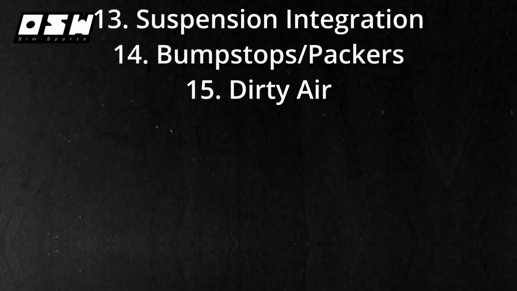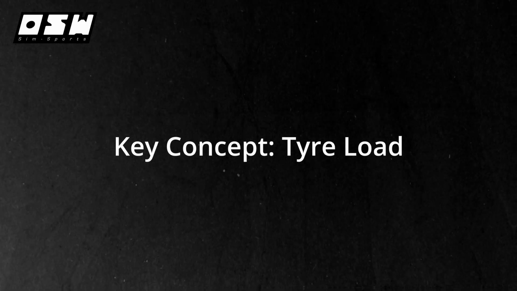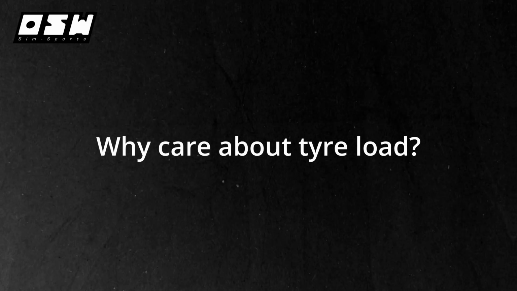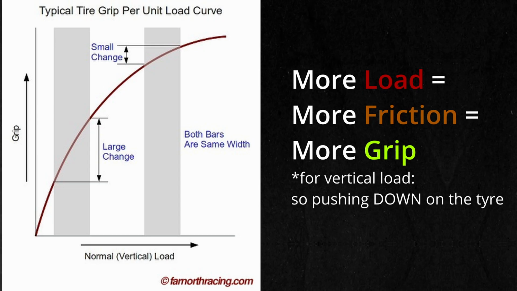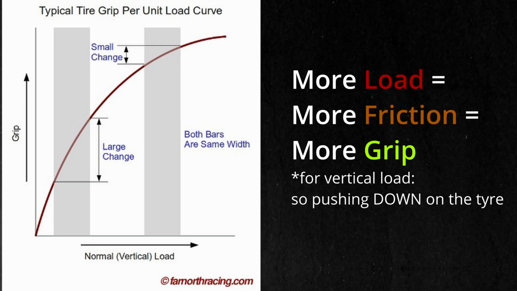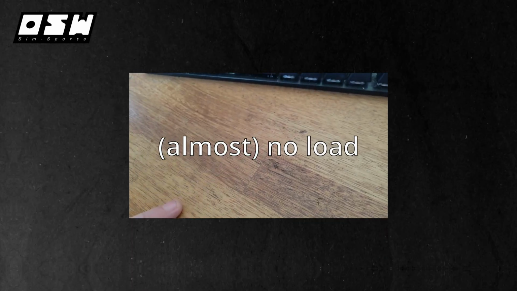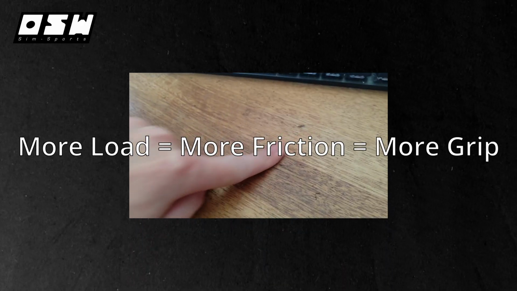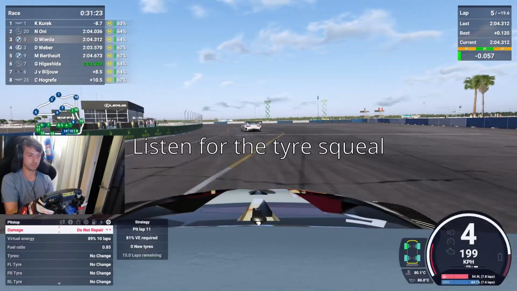Now, the absolute most important concept to understand is tire load. So why would we care about tire load in a video about aerodynamics? Well, simply put, more vertical load on the tire, so pushing down on the tire, equals more friction, which equals more grip. A quick test you can do yourself is moving your finger across a surface while pushing very lightly, and then once again pushing very hard, and then just feeling the difference in friction that it generates.